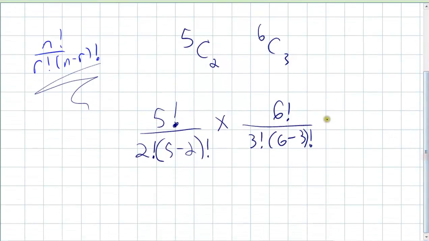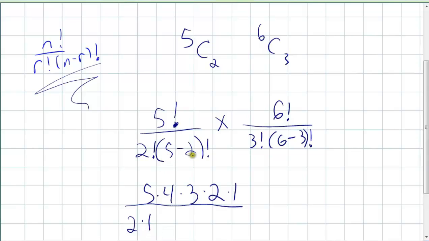So let's start simplifying. So 5 factorial is the same as saying 5 times 4 times 3 times 2 times 1. And then 2 factorial is 2 times 1. 5 minus 3 is 2. And so 5 minus 2, which is what we have written here, is 3. And 3 factorial is 3 times 2 times 1. So let's cross out what we can. The 3, the 2, and the 1 will all cancel. And so we're left with 5 times 4 over 2 times 1.